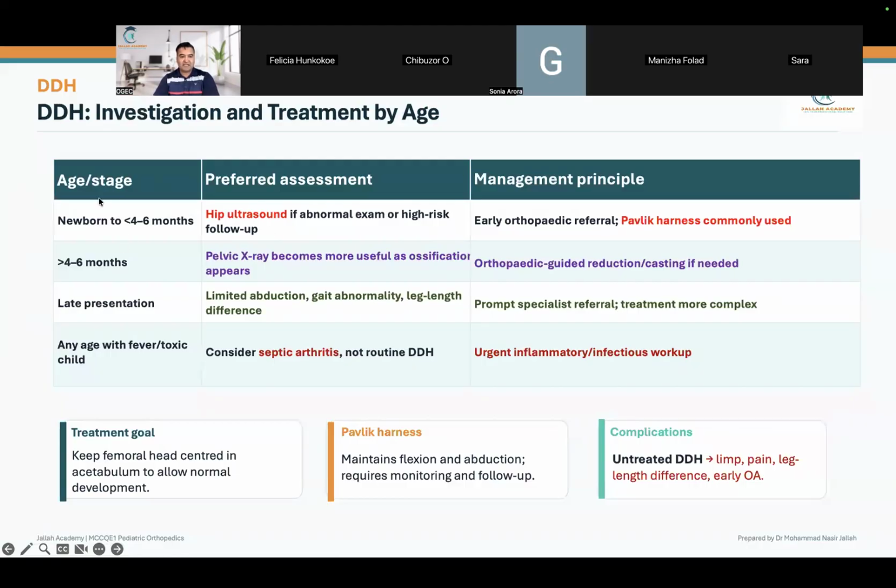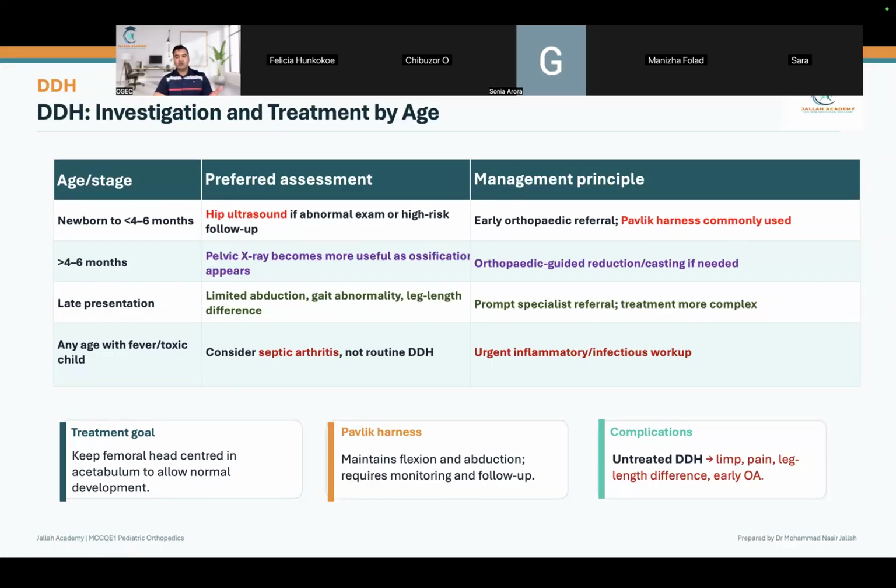So in terms of investigation, very important slide, and they love to test you on this one. They expect you to know this. I have seen so many subscription cases where they want you to know the investigation based on the age. So newborn, less than 4 to 6 months, have ultrasound if abnormal exam or high risk. Follow-up, early orthopedic referral, Pavlik harness commonly used.